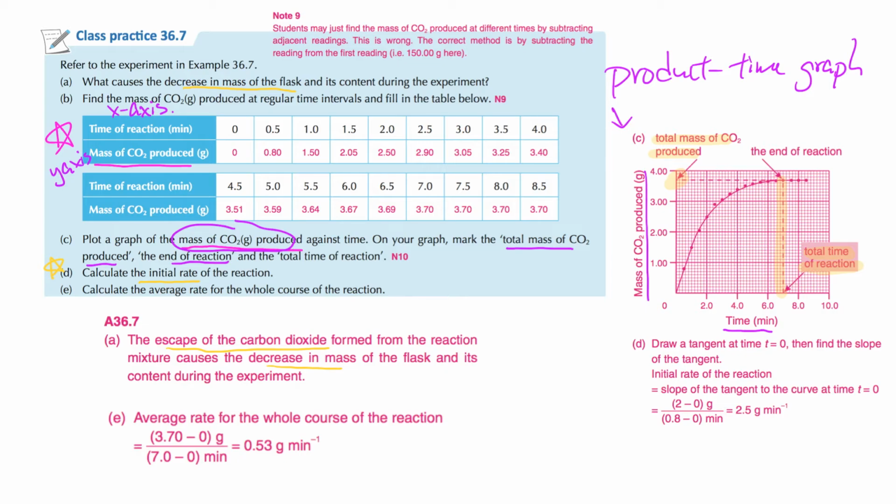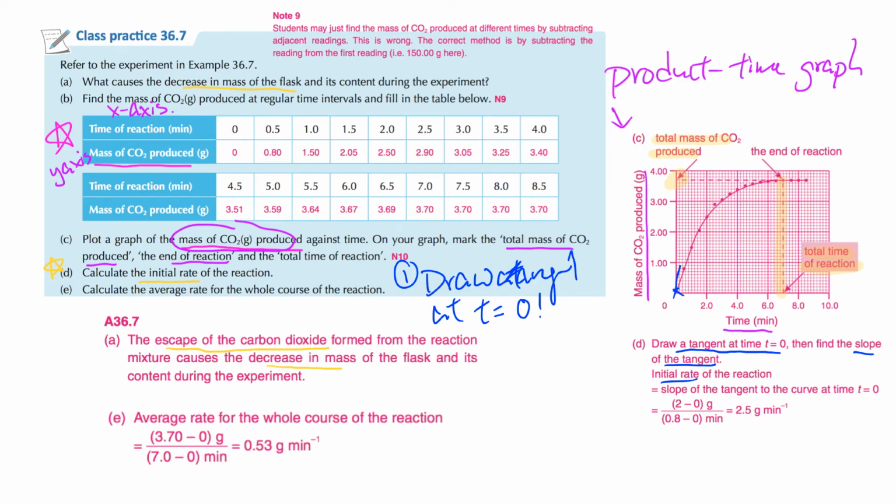Remember, to measure the initial rate, you have to draw a tangent, and then the slope of the tangent will be the initial rate. So remember, when you draw a tangent, you have to mention that you draw a tangent at t equals 0. This is something that you have to mention. So you can see, draw a tangent at t equals 0. Then the slope of the tangent will be the initial rate.